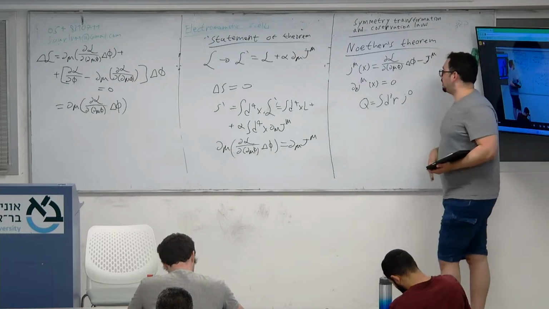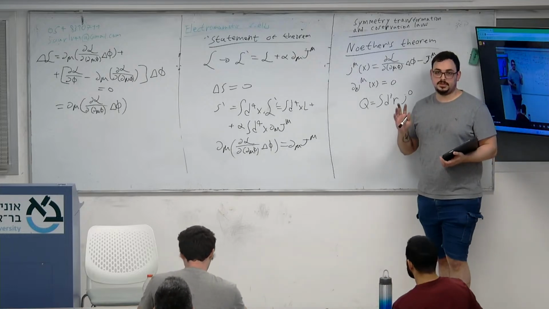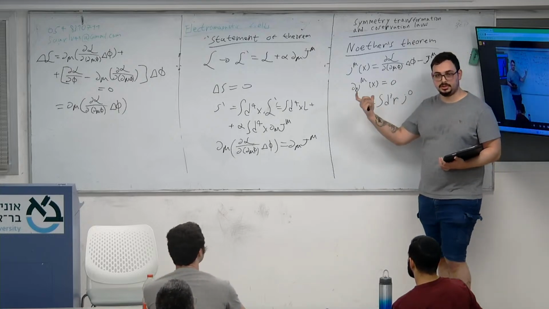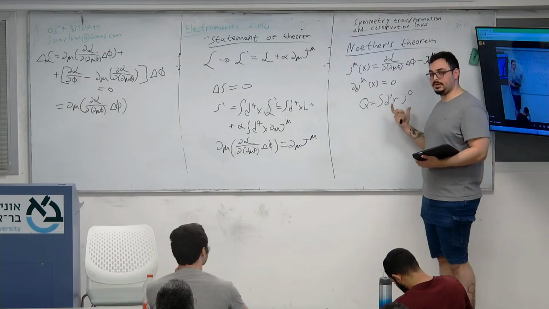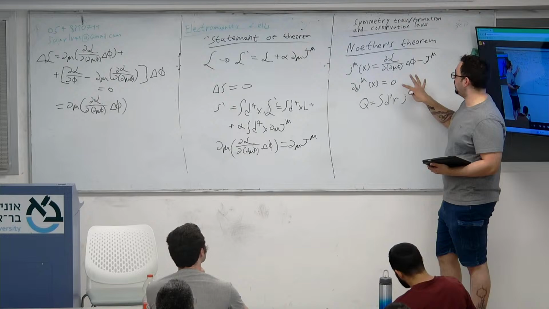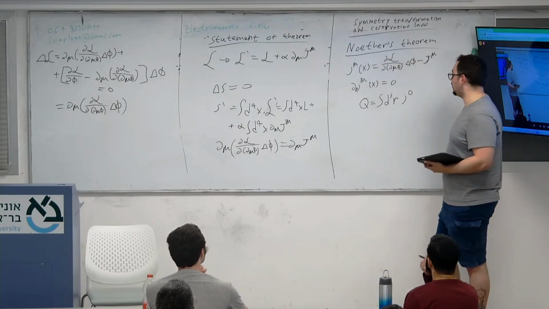So there's a lot of self-referencing in here, but the theorem itself is very simple. You have a small change, find the change, find how it affects your field, and then find how it affects the Lagrangian, and just put everything into this equation. Just basically an equation to tell you what the answer is.